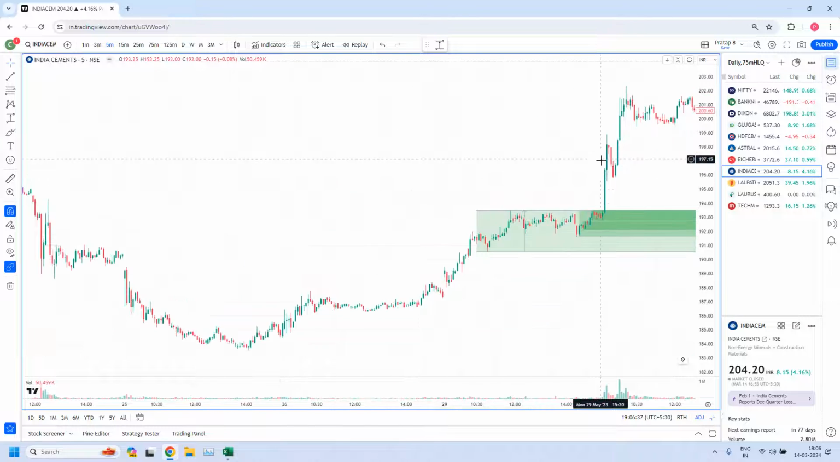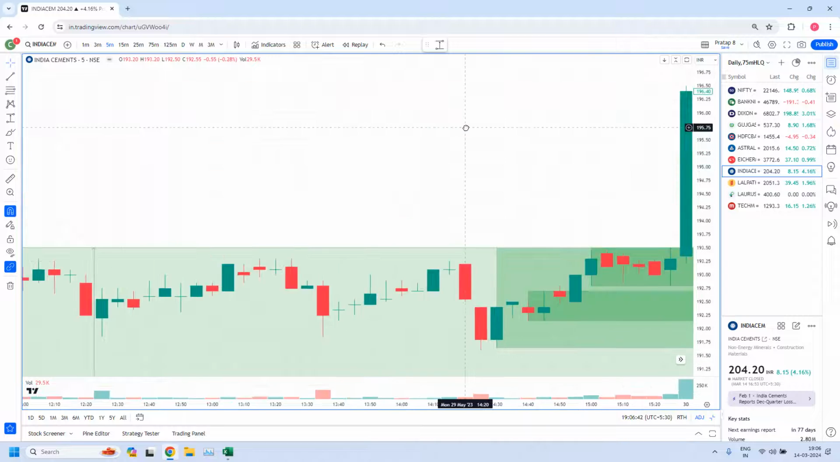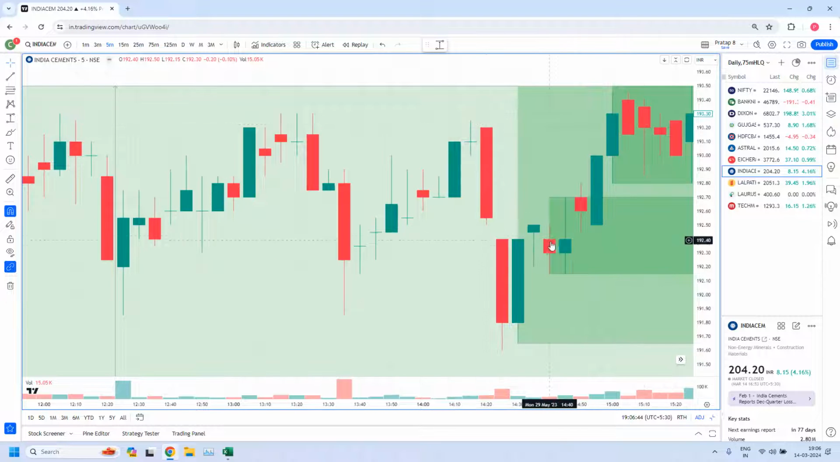So this is the 5 minutes data. See here you have 2 candles.